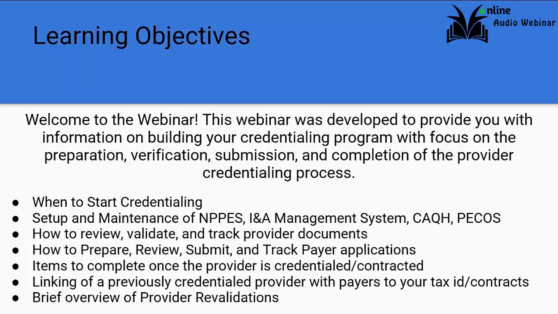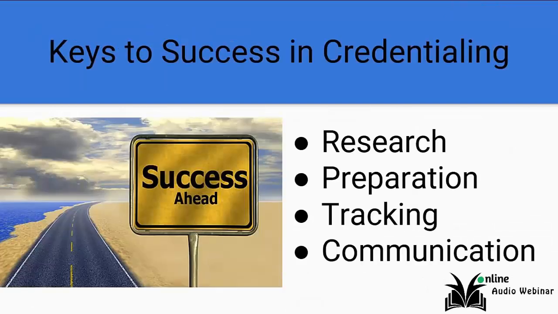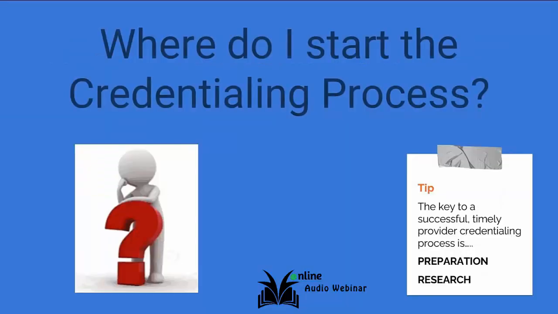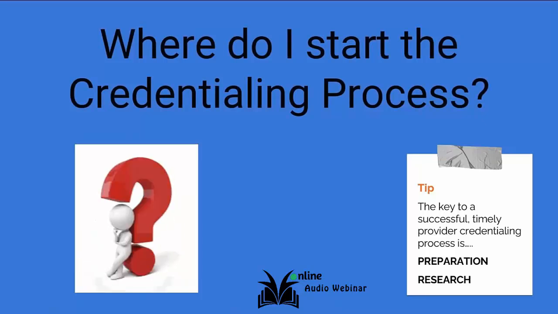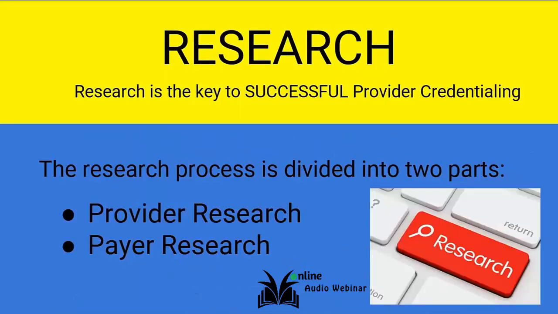and other information. The keys to success in credentialing can be broken down into 4 areas: research, preparation, tracking, and communication. So, where do I start the credentialing process? Research is the key to successful provider credentialing. The research process is divided into 2 parts: provider research and payer research.